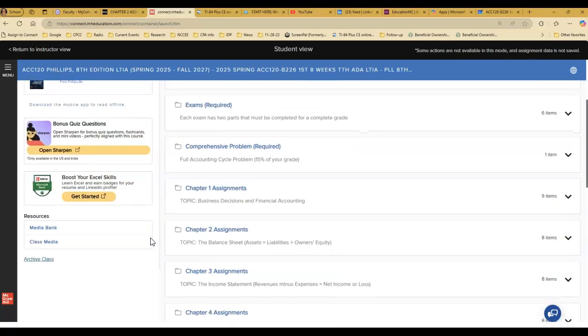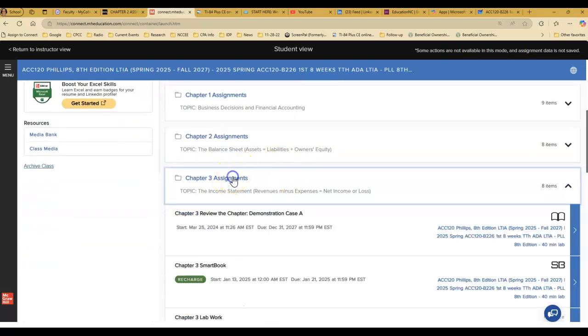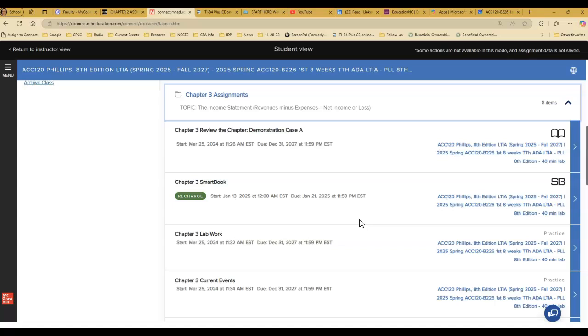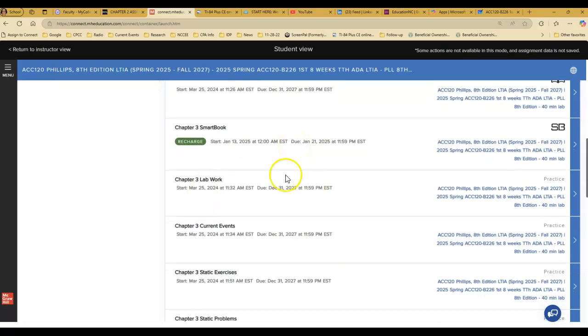All right, so right here on Chapter 3 assignments, first of all, when I've told you how to approach a chapter, what I mean is that first thing of doing some reading and reviewing the chapter. These demonstration cases are really excellent because it is a problem that takes you through every single aspect of what you just learned in the chapter and really kind of boils it down to the necessities, all right? So don't skip that. If you need additional help, lab work is a good one.